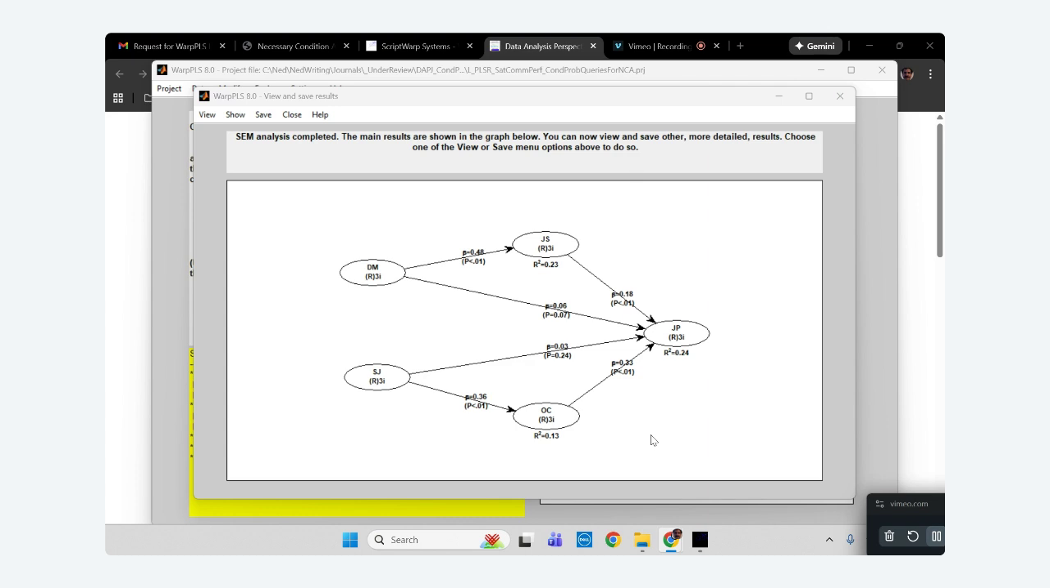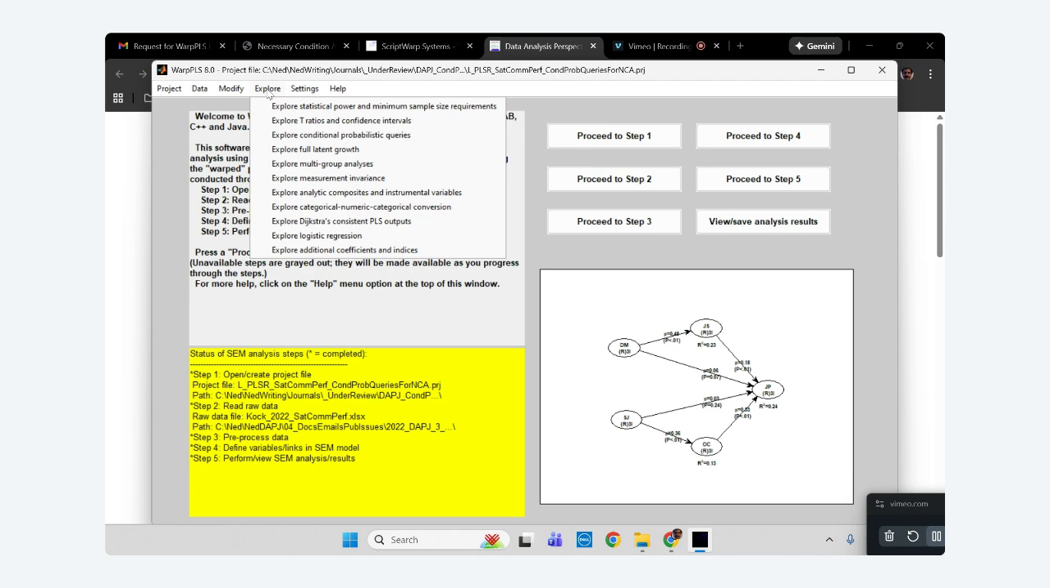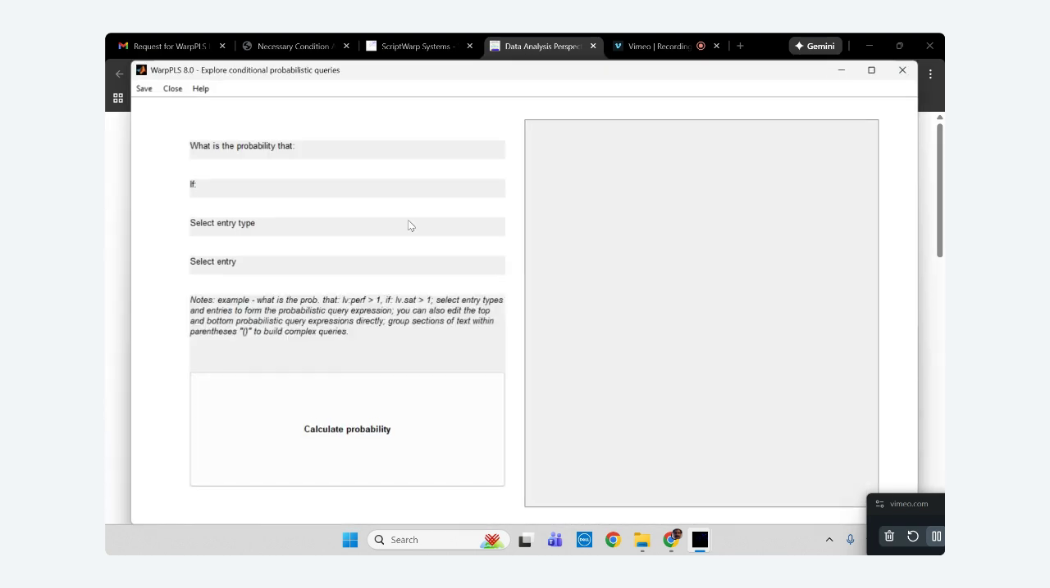So if we're going to do a necessary and sufficient conditions analysis with certain target values for JP, I will focus on the variables that influence JP significantly. That would be JS and OC directly. These two do not influence JP directly when JS and OC are controlled for. So let's see how I can do that. Let me go to the option Explore, Conditional Probabilistic Queries.